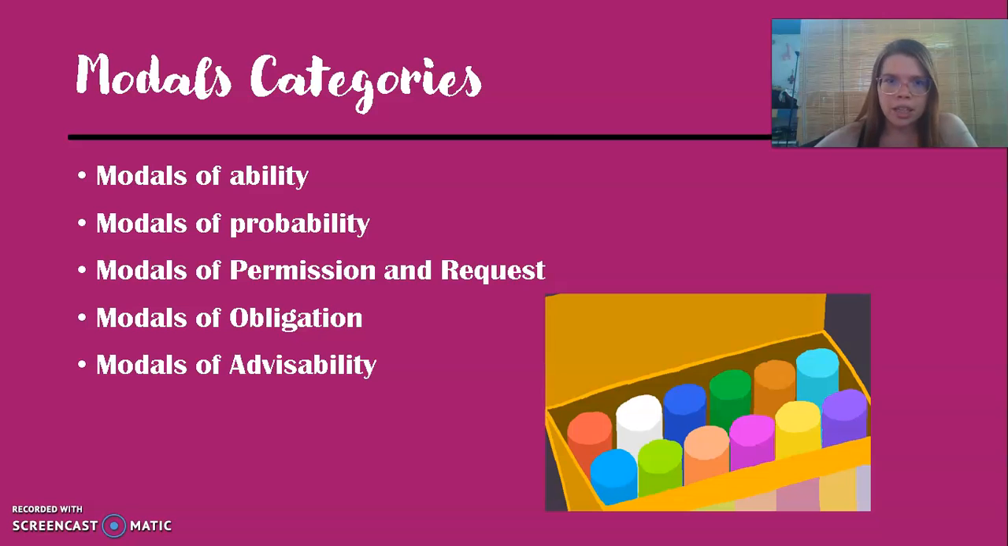Some people change the categories according to different functions. For example, instead of probability, they will tell you modals of possibility, modals of logical conclusion. Instead of saying modals of obligation, they will call them modals of necessity and divide them: modals of necessity and modals of prohibition. That is up to different grammar theories, but the category depends on the function that the modal has in that particular sentence. Let's take a look at each of these categories separately.